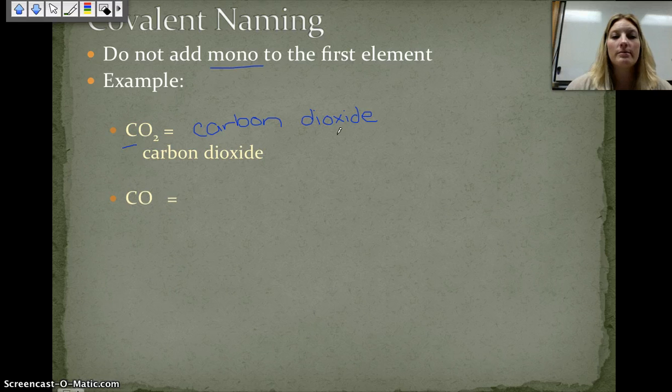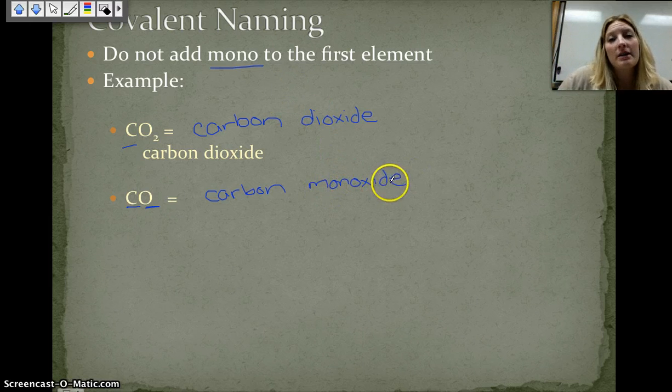Let's try another one. CO. Some of you might be familiar with this one as well. Hopefully not too familiar because it's not very good for you. But again, we have one carbon, so we would name just the element because we don't use mono with the first. So carbon, and we have one oxygen as our second element. We do use mono with the second. So carbon monoxide. Don't worry about the spelling. I won't count off or anything. This one's kind of tricky because you don't say mono-oxide, it's just monoxide. It's just easier that way apparently.